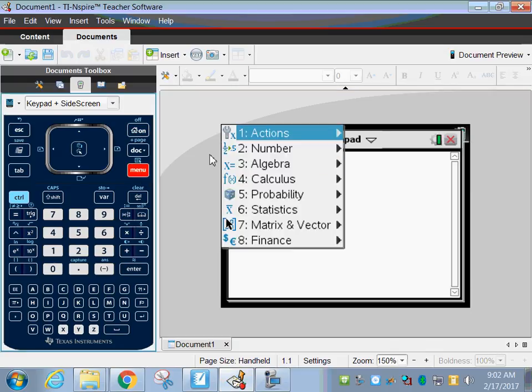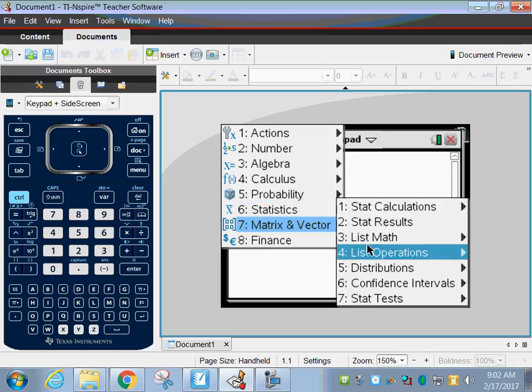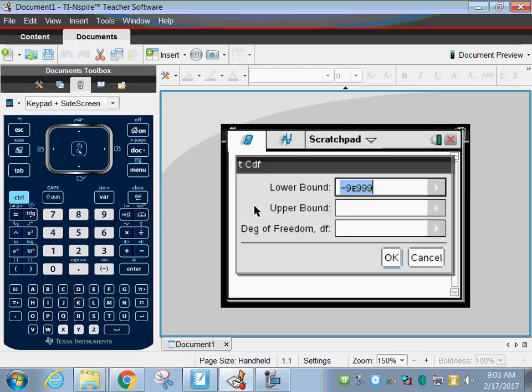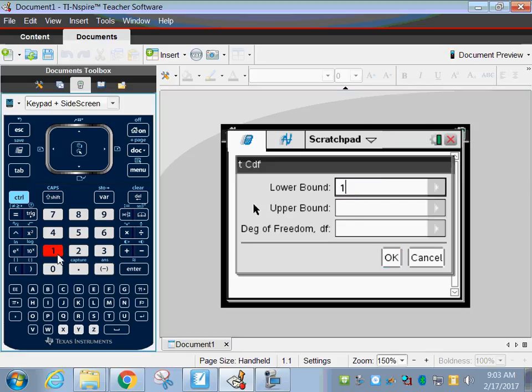Go to menu, go to stats, go to distributions. So before we did normal CDF to find the area under the curve. Now we're going to do tCDF. So normal stands for Z, but tCDF. So our lower bound on this one is 1.54.